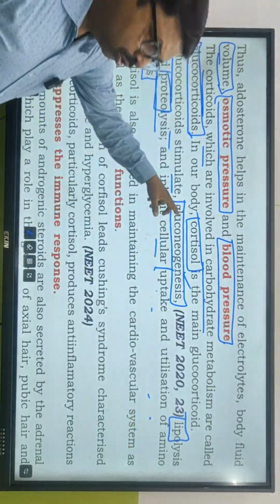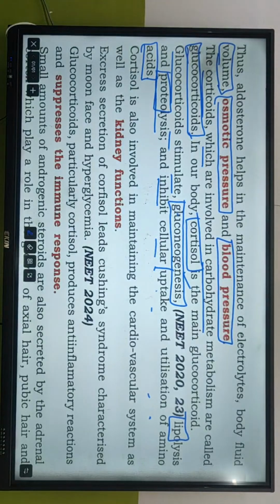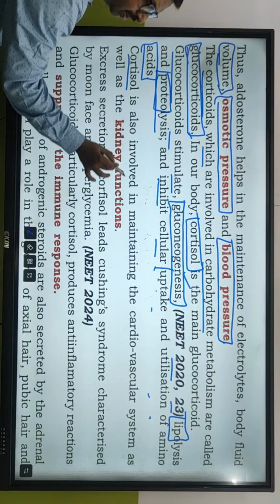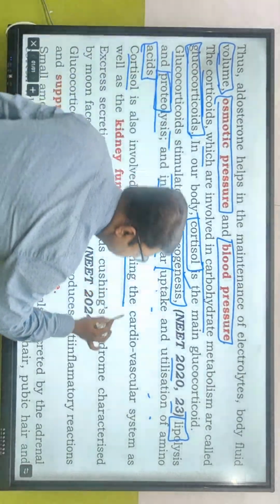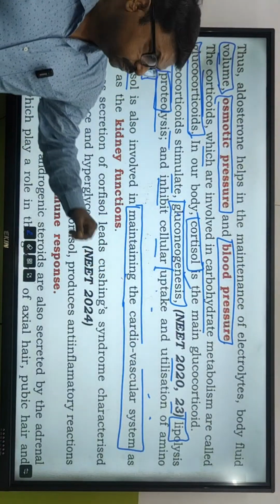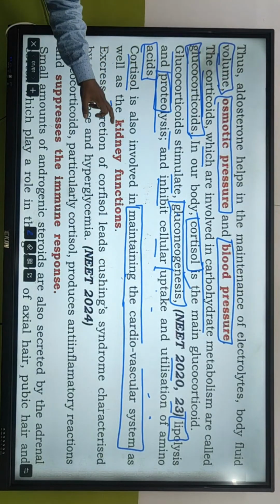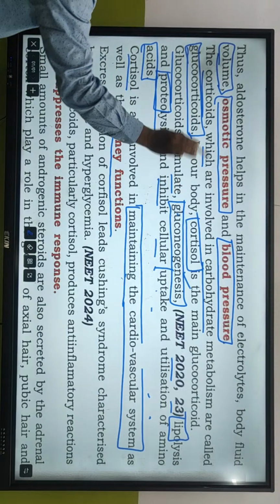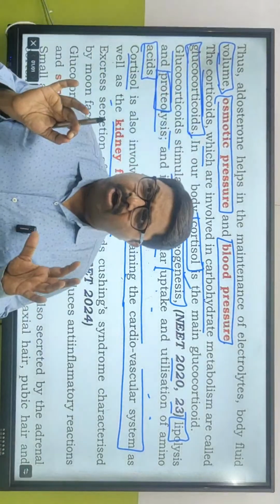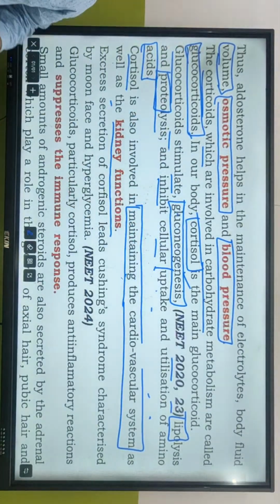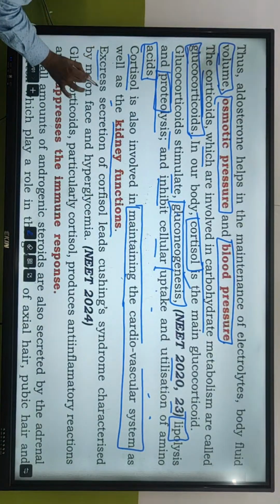This is the function of glucocorticoid. See, it came in 2020 and 2023. Cortisol is also involved in maintaining the cardiovascular system. क्या काम है इसका? Cardiovascular system में it has got a great function, as well as in the kidney functions. So cortisol basically it's a type of glucocorticoid and it has got role in lipolysis, proteolysis. Also, it helps in cardiovascular and also in the kidney system.